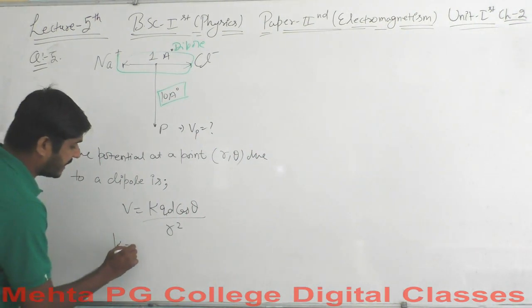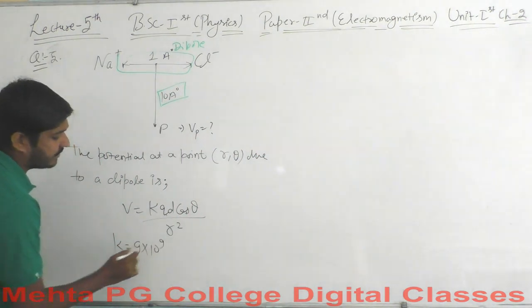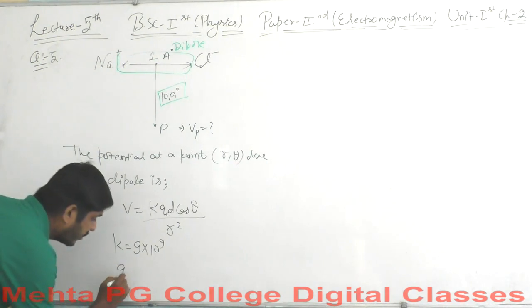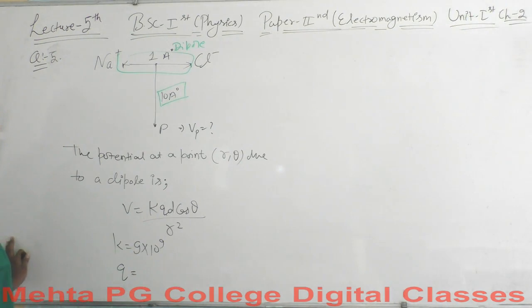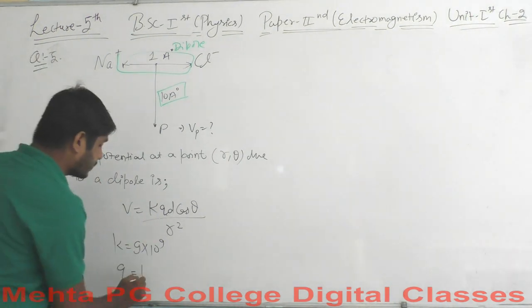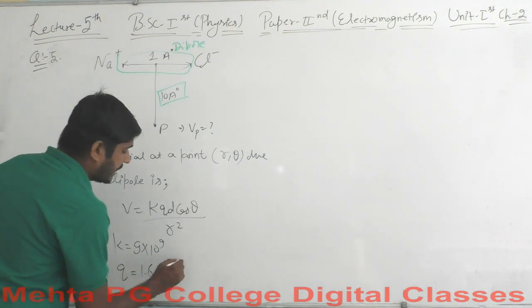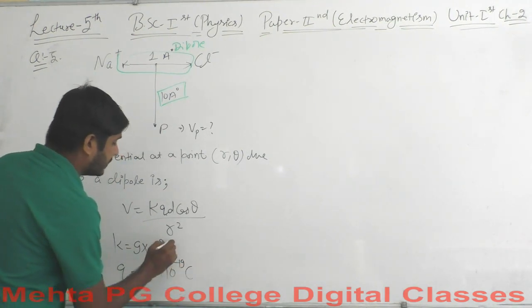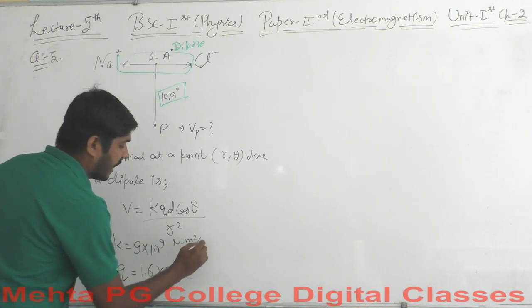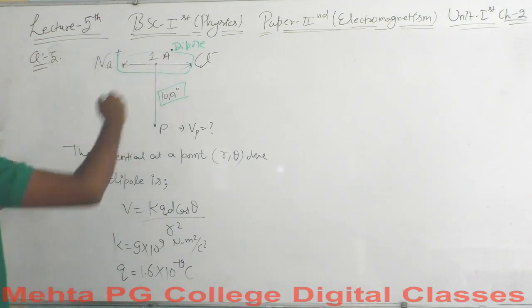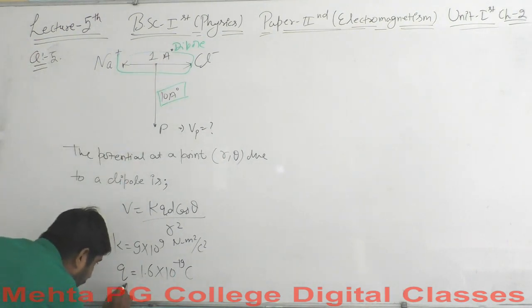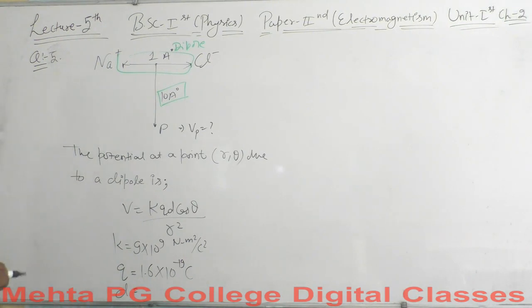We have the value of 9 into 10 to the power 9 for K. We have the value of Q also here. Let's say this is the plus Q here, the electronic charge, so it is equal to 1.6 into 10 to the power minus 19 coulomb. K is in Newton meter square over coulomb square. The distance D has been given as 1 angstrom, which is written as 10 to the power minus 10 meter.